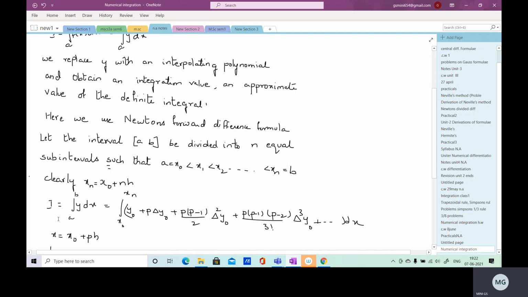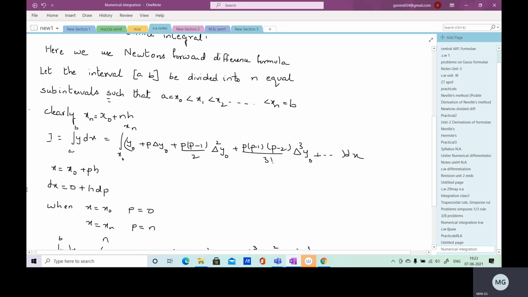Now I'll take I is equal to integration a to b y dx. In place of y, I am writing Newton's forward difference formula. I realize that my formula is in terms of p, but I am going to do integration with respect to x. And x is equal to x naught plus ph, we know that. So when you differentiate, you get dx is equal to 0 plus h times dp.